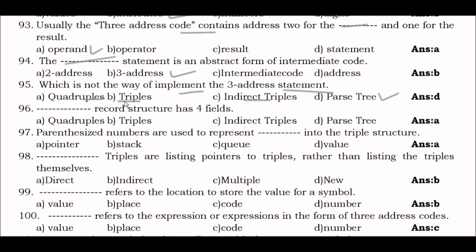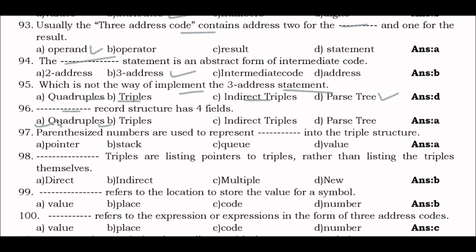Okay, next question. Blank space record structure has 4 fields. Right answer is option A, quadruplets. Quadruplets record structure has 4 fields. Triplet record structure has 3 fields and indirect triplet structures have many fields. So right answer here is option A, quadruplets. Quadruplets record structure has 4 fields.